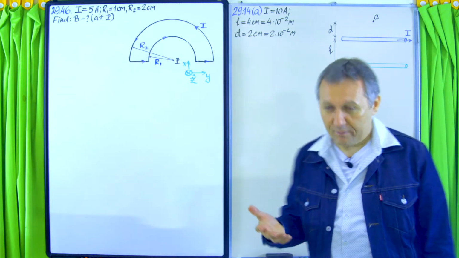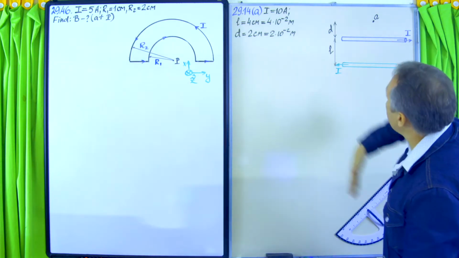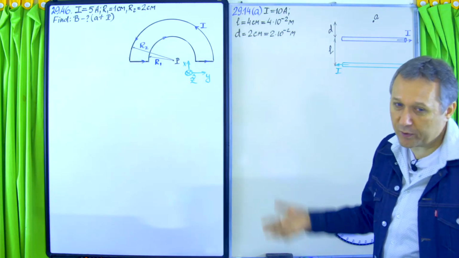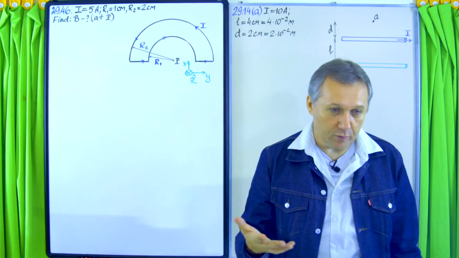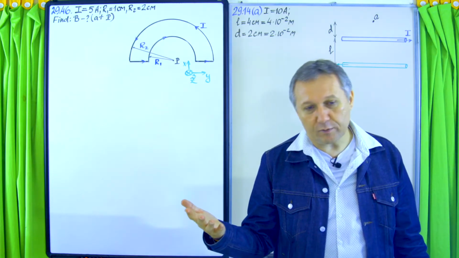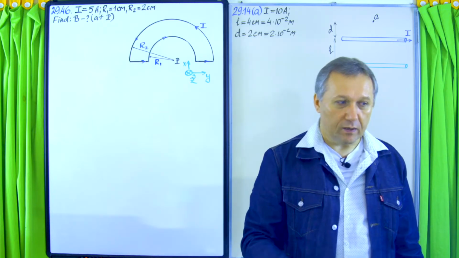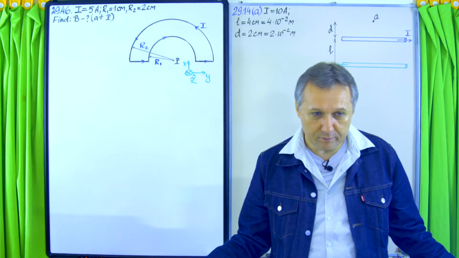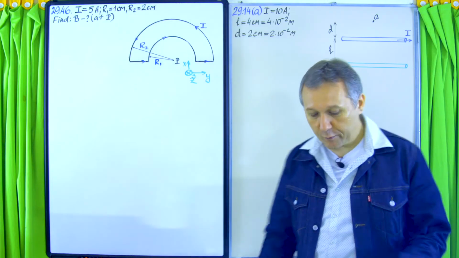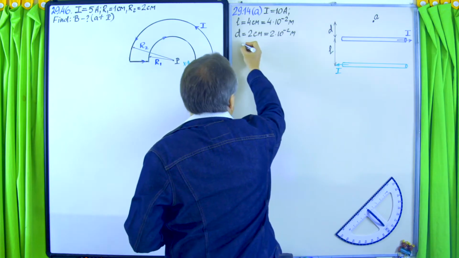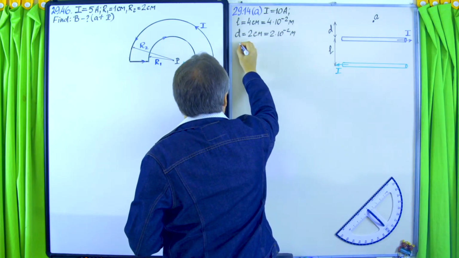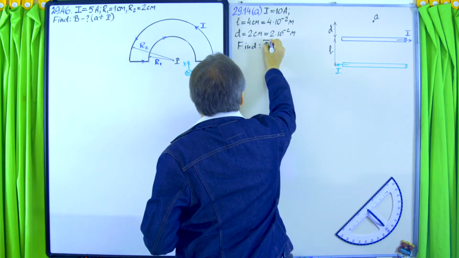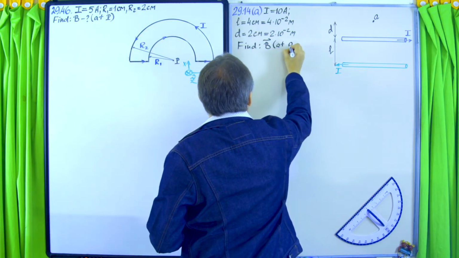Okay, so physics is very simple. This wire creates the magnetic field everywhere. This wire creates magnetic field everywhere. So at any point there will be a superposition of two fields, and we just need to take care of that superposition properly. First find the directions and magnitudes of each magnetic field, and then add them up using the principle of superposition. First of all, I need to write what needs to be found. So we need to find B at point A.